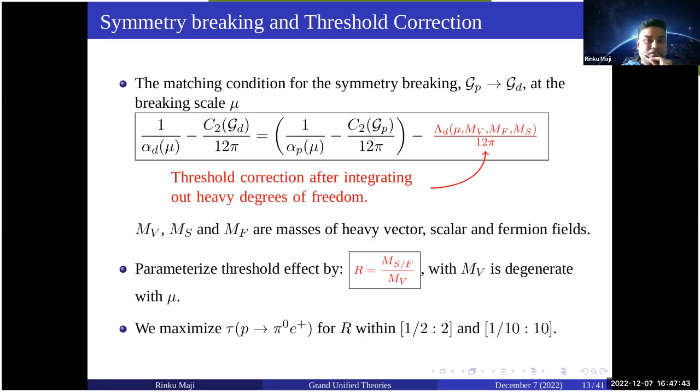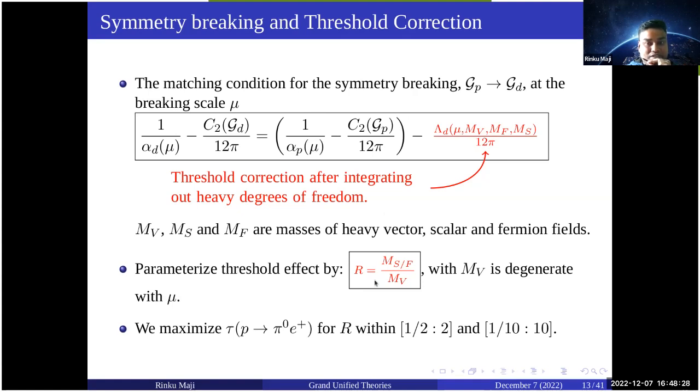The threshold correction comes into play when we break a higher symmetry and match that symmetry to its daughter symmetry at the breaking scale. Here alpha denotes the gauge couplings, and D denotes the daughter symmetry. This equation gives the matching condition at the breaking scale, and there is a factor which depends on the masses of the heavy vector, heavy fermion, and heavy scalar along with the breaking scale. This can alter the running of the coupling and change the unification and intermediate scales.